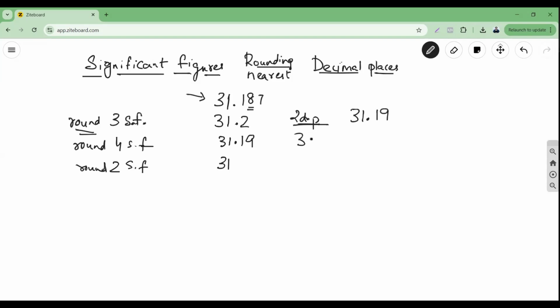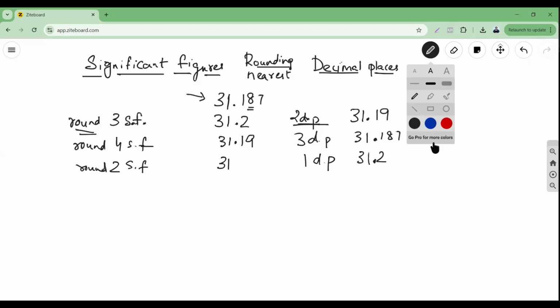If they say 3 decimal places, what will happen? 31 only. You won't consider anything about the 31 because it is before the decimal point. So only after the decimal point, I want 3 digits. If I say I want only 1 decimal place, that means after the 31, after the decimal point, I should have only 1 digit. Now the next digit is 8, so it will get increased to 2. That gives 1 digit after the decimal point, becoming 31.2.